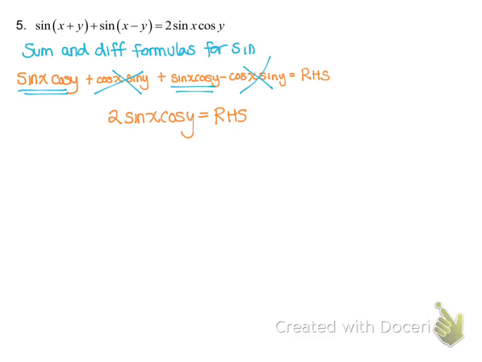So I'm fine if you don't rewrite the sine x cosine y individually and then write the two. Understanding that you have two from the first step is totally fine and makes sense in your process. So this is the solution to number 5.